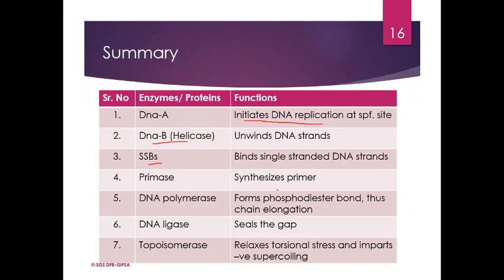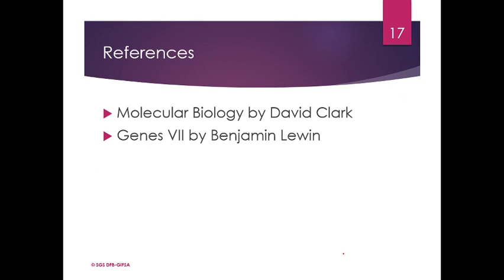Primase is involved in the synthesis of a primer. DNA polymerase is actually involved in DNA replication, and it forms the phosphodiester bond. DNA ligase seals the gap. Topoisomerase maintains the torsional stress and imparts the negative supercoiling.